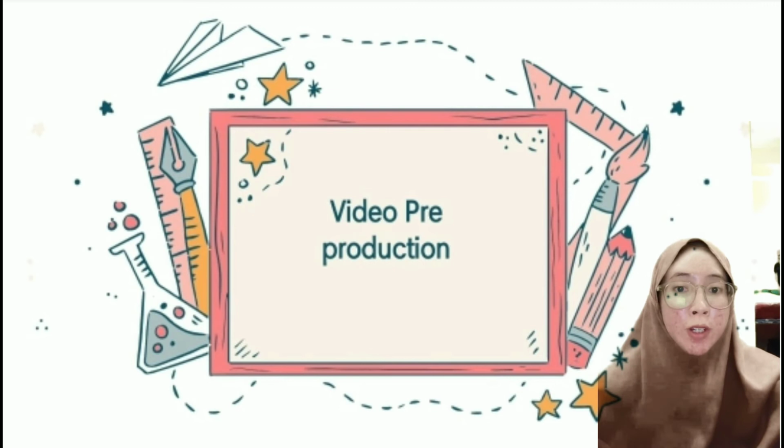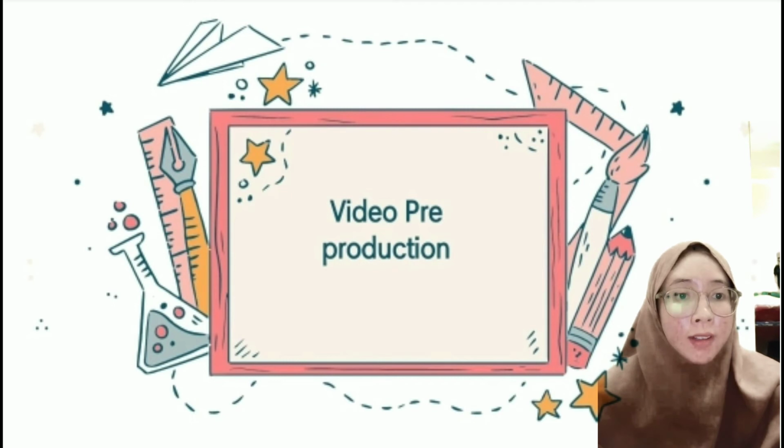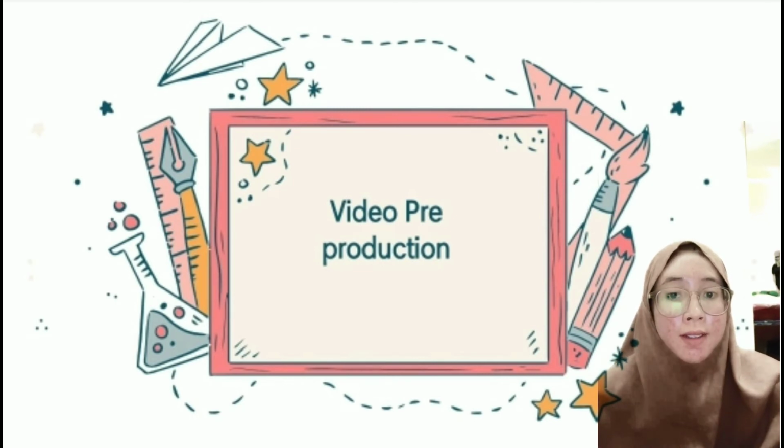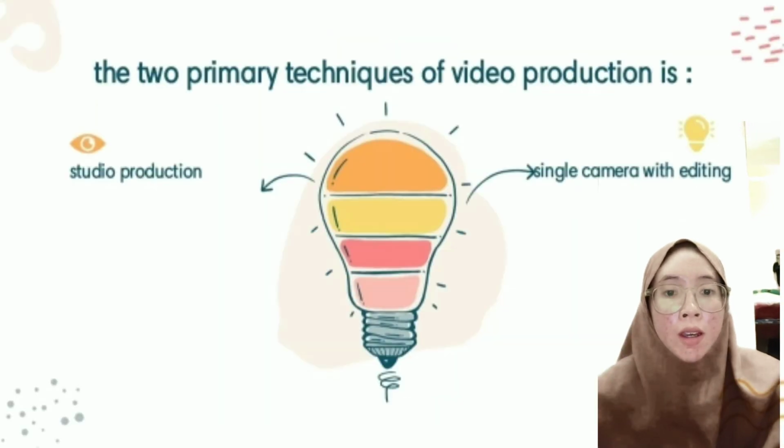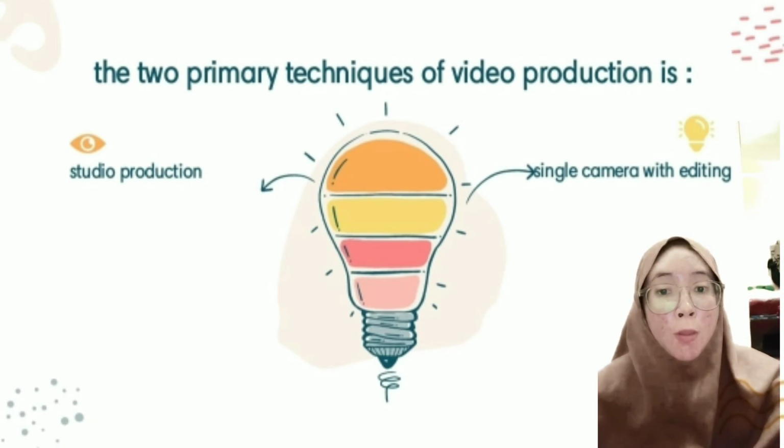Okay, the next is about video productions. Whatever the form of production selected, the goal is a product that has the qualities that associate with good video. These qualities beyond the obvious one of picture sharpness, lighting, stability, and clear audio include a critical aspect called visual paragraphing. There are two primary techniques of video productions. The first is studio productions, the second is single camera with editing.